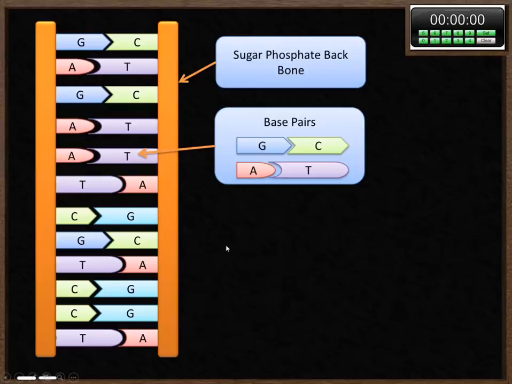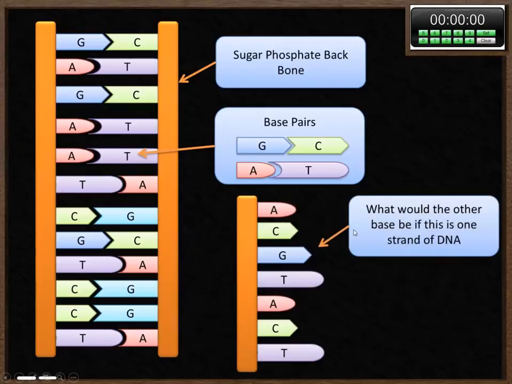Okay, so I'd like you to pause the video and work out what the other half of this strand of DNA would be. We'll go through the answers in a second. Okay, so here are the answers. A will always pair with T, C will go with G, G goes with C, T with A, A with T, C with G, and T with A.